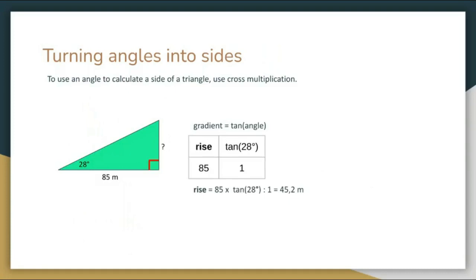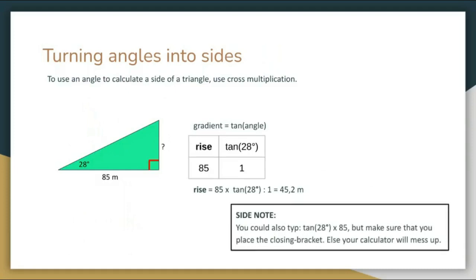You can also type in tangent of 28 times 85 divided by 1, but be sure to put in some closing brackets behind the 28. If you don't, your calculator might want to multiply 28 and 85 first before going tangent. Another side note, I know I wrote a degree sign over here, but don't put that one in your calculator. It can't handle that, so just type in tan 28.